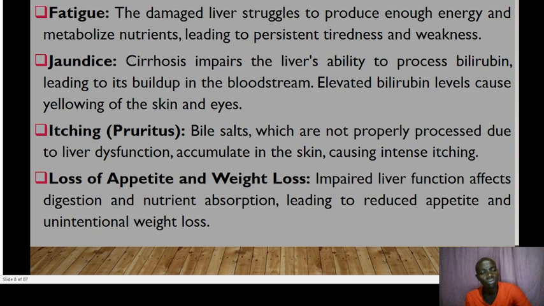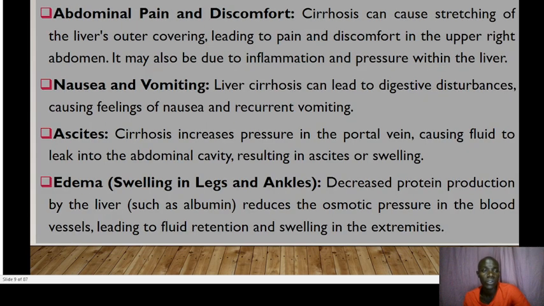What about itching? Why should a patient with liver cirrhosis present with pruritus? You remember bile salts, which are not properly processed due to liver dysfunction, will accumulate in the skin, and this will cause intense itching. How about somebody with liver cirrhosis presenting with loss of appetite and weight loss? The impaired liver functions will affect the digestion and nutrient absorption. So this will lead to reduced appetite and unintentional weight loss.